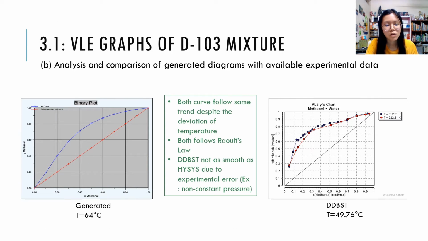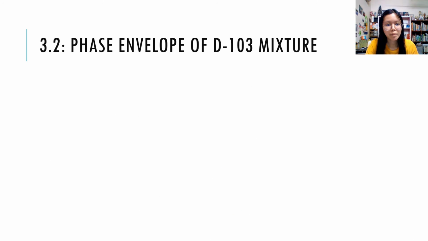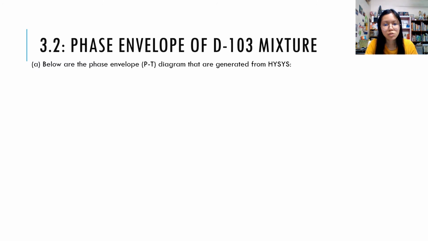And here is the graph for the y-x diagram, the generated one and the DDBST one. The comparison is almost the same as the previous one, as both curves have the same trend and follow Raoult's law. Also, the DDBST one is not as smooth as HYSYS due to experimental error, for example, the non-constant pressure.